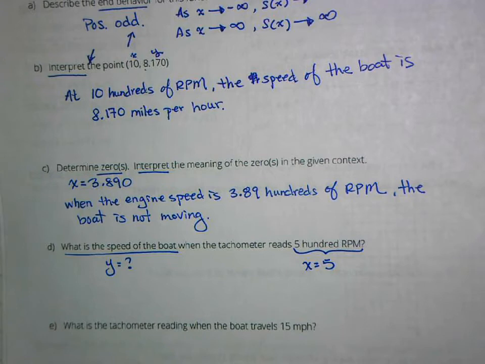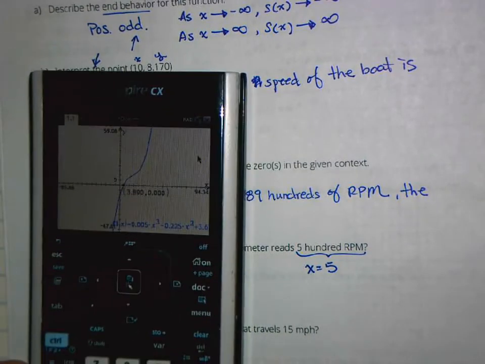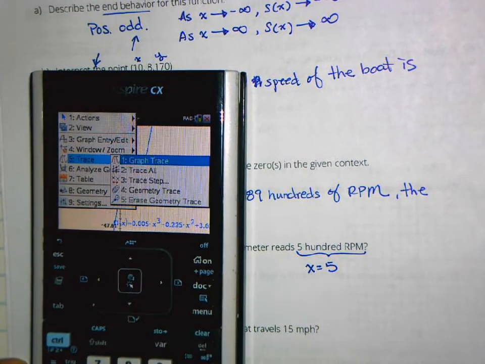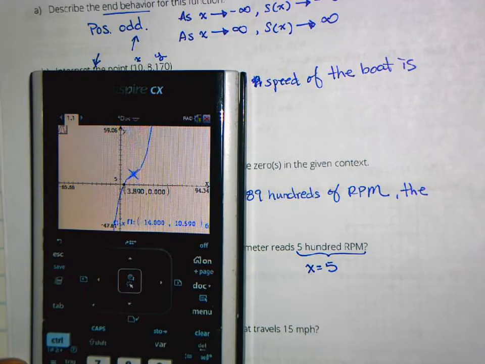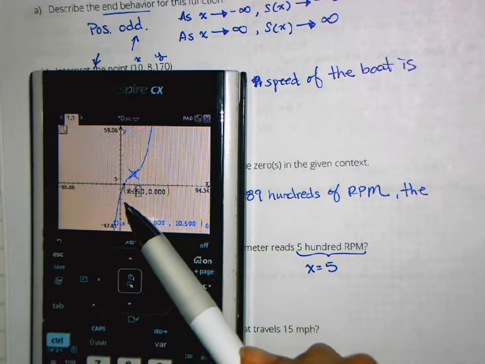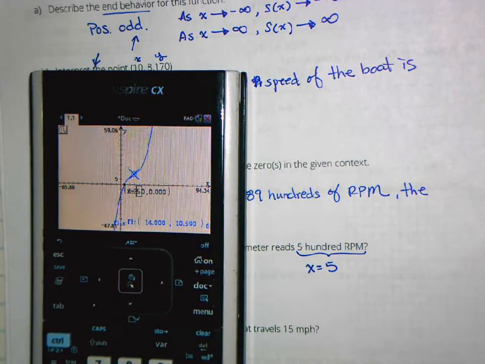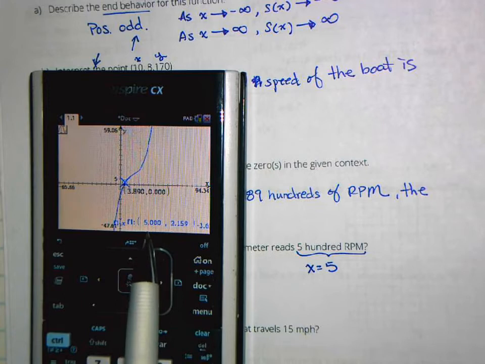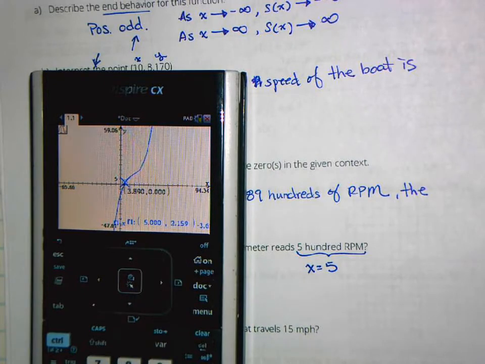This is a very classic case of tracing your graph or going to your table. Here's my graph. I know that x is equal to 5, so I can easily go to Menu, Trace, Graph Trace, and just type in 5. When I type in 5, it pops up x equals 5. Hit Enter, and if you look at the bottom, that's where it's going to tell you. When x equals 5, when your engine is going at 500 RPM, the speed of the boat is 2.159.